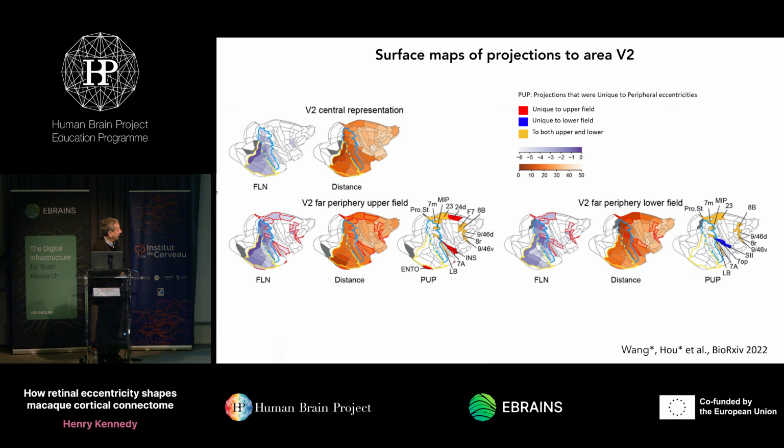If you look now, this is exactly the same way of looking at things. This is area V2. This is the extent of the non-foveal projections to the far periphery upper field, far periphery lower field, and these are the color-coded, and you can see that there's a large number of areas which are strongly connected with upper and lower visual field.